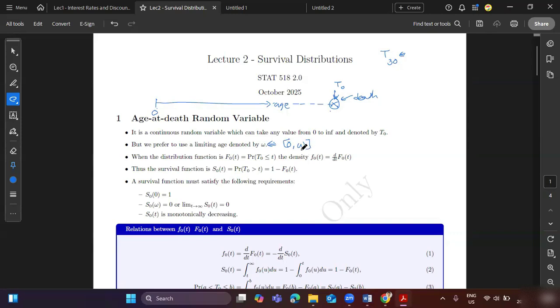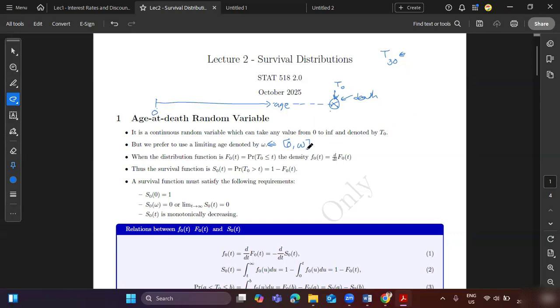So that is the measurement span of this T naught random variable. But if it is T30, it's also 0 to omega. But in this case, from omega, you have to subtract 30. So we will discuss it in future.